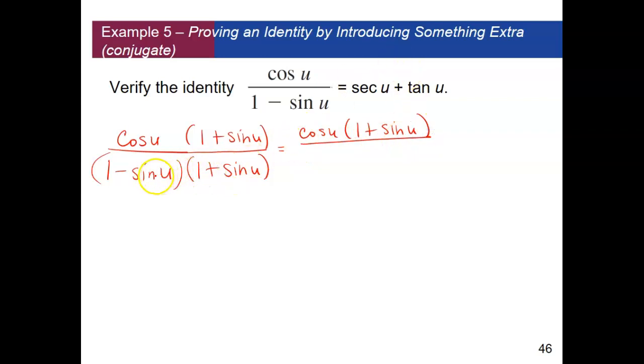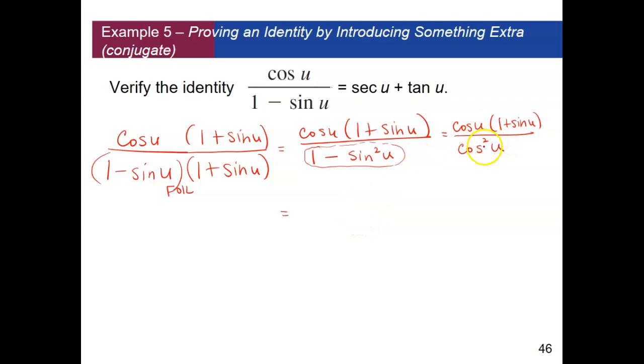And then here I'm going to multiply this out. I'll have to FOIL it or use the box method. That's going to be 1, inner and outer cancel, and I'm going to have 1 minus sine squared of u. Okay, hopefully you recognize this as the Pythagorean identity. That's coming from the Pythagorean identity. So I'm going to have cosine of u times 1 plus sine of u. And this is going to be equal to cosine squared of u.